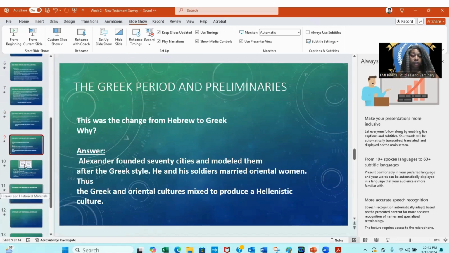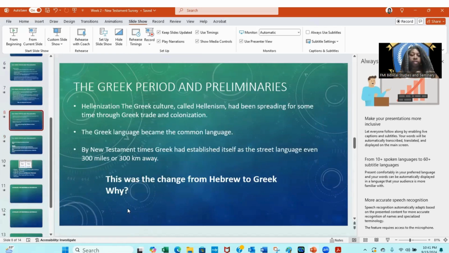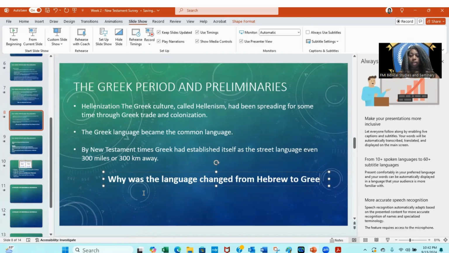I think this was the answer to the previous page. When it said on this page, you can contextually change, we read that. Why? Let's say why. Oh my goodness, what's wrong with my typewriter? Why was the language changed from Hebrew to Greek? There's your Y in there, right?